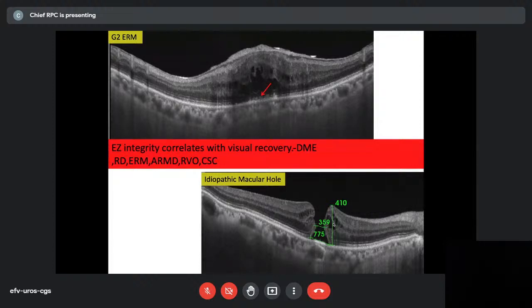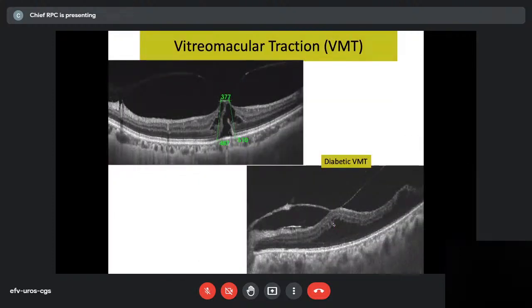And for the EZ to become continuous after such successful closure takes a few weeks to months. You will always see that on the subsequent serial OCT, after say a month, the EZ becomes less discontinuous.